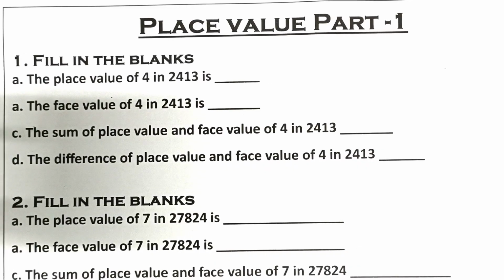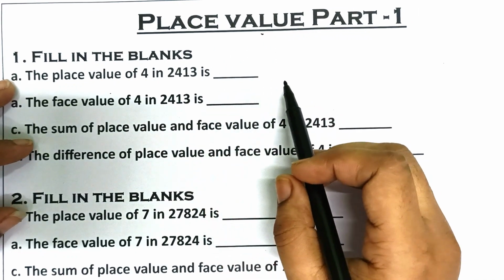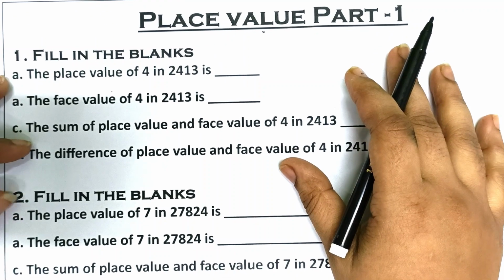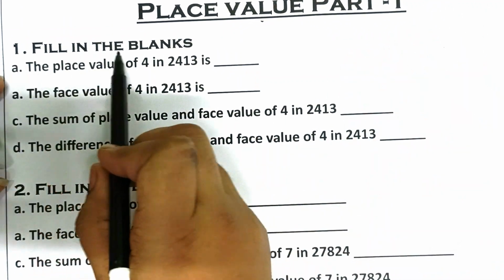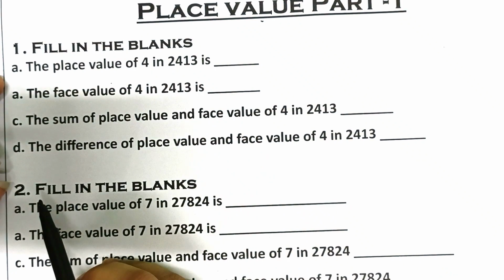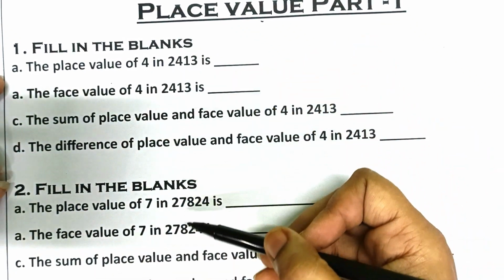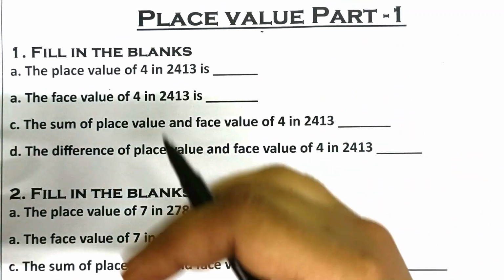I am here with my new topic, that is place value. This is my first part of this topic. I have taken some questions here. The first is fill in the blanks, and the second one is also fill in the blanks. Before solving these questions, I'm going to explain some examples, and then we will do this.